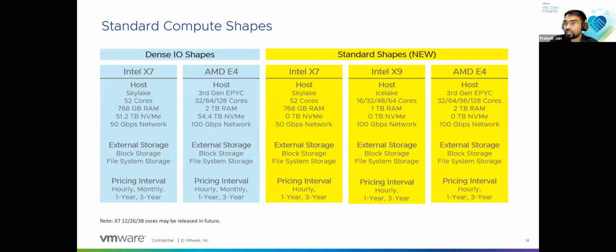So this is how the differentiation looks between the dense IO shapes and the standard shapes. One major difference in pricing is that in the standard shapes you do not have monthly commitment available. It's only hourly, 1 year or 3 year commitment, while in dense IO shapes, you would have hourly, monthly, 1 year and 3 year commitments. The rest all remain the same.